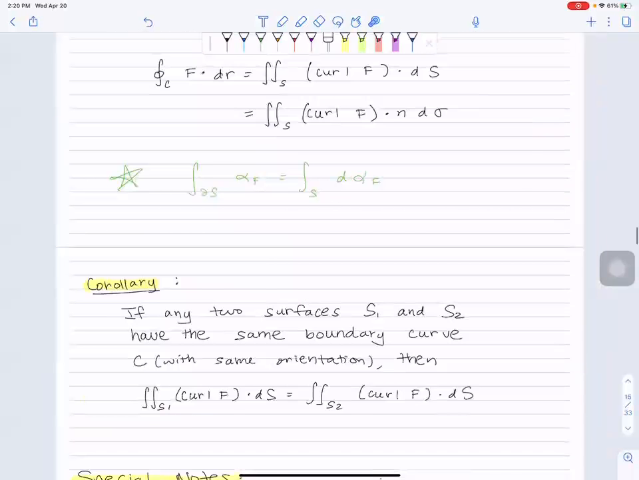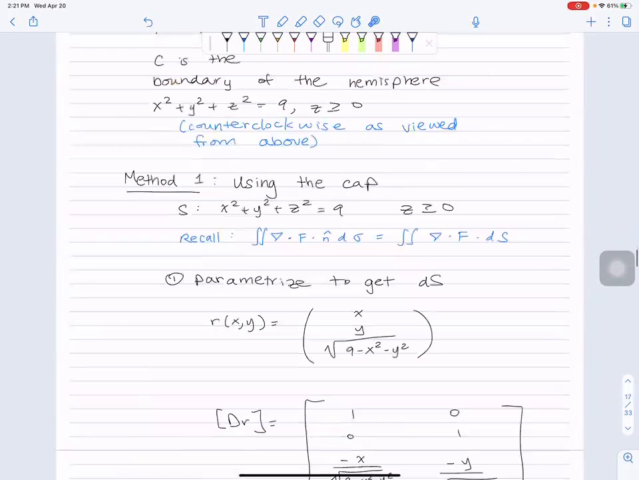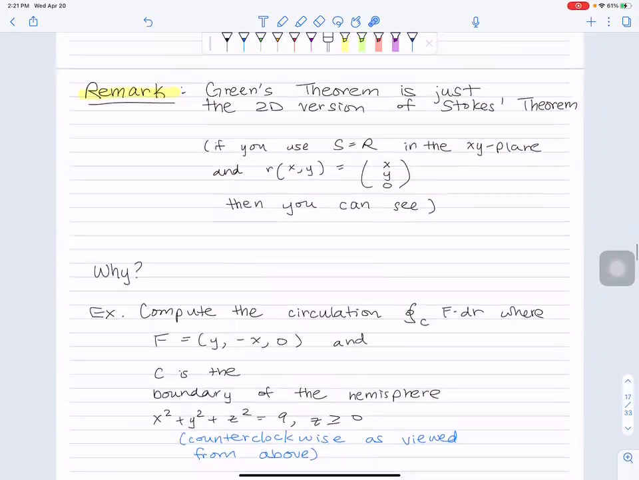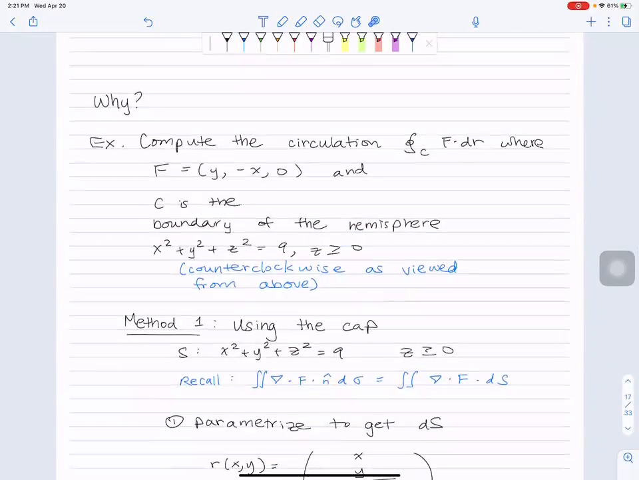Okay, and to note, Green's theorem, which we did last week, is for a flat surface. It turns out that Green's theorem is a special case of Stokes' theorem. Specifically, Stokes is for 3D shapes, and Green's theorem is for 2D shapes. So Green's is the 2D version of Stokes' theorem. Let's do an example to see this.